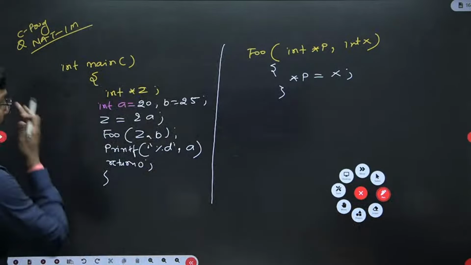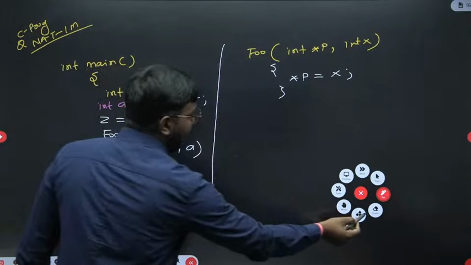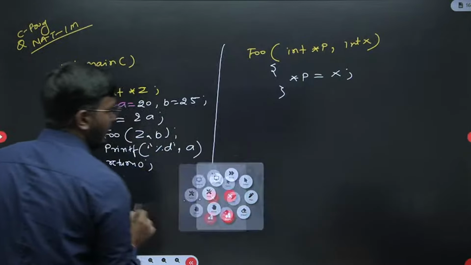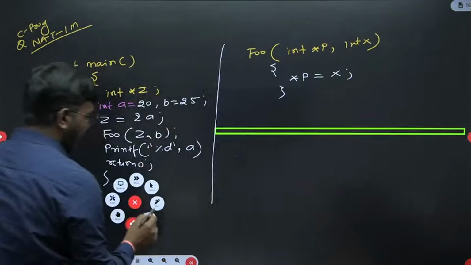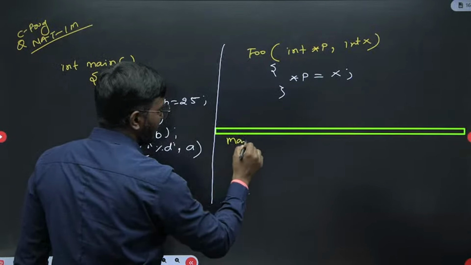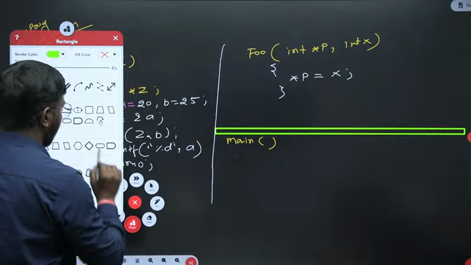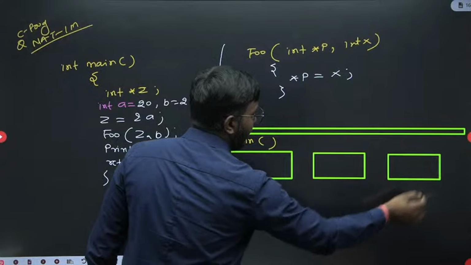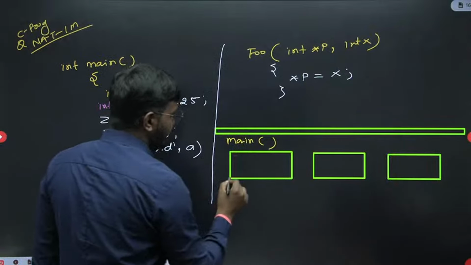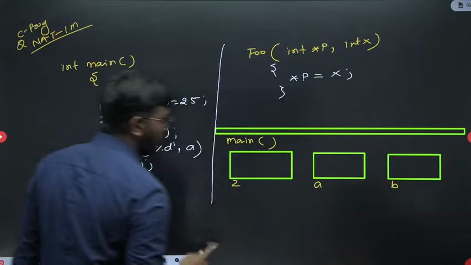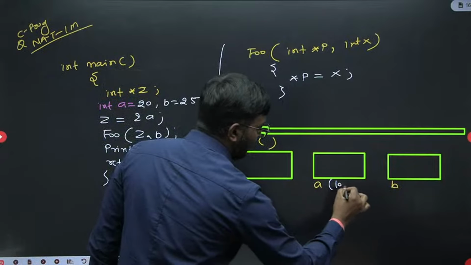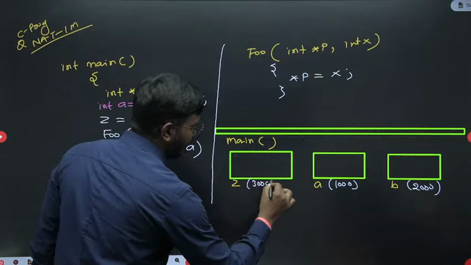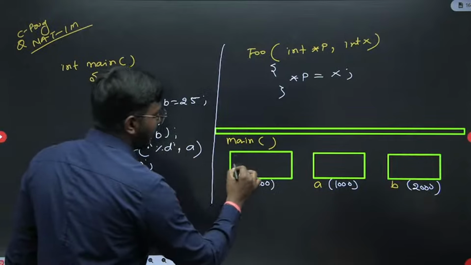So if you observe here, we have three variables z, a, b. So let's quickly create the memory for a, b, z. Let's see in the main function. In the main function, we have the three variables: one is our z, one is a, and one is b. So this is our z, this is our a, this is our b. Let's assume the location of a is 1000, b is 2000, and z is 3000. Initially this z has a garbage value.